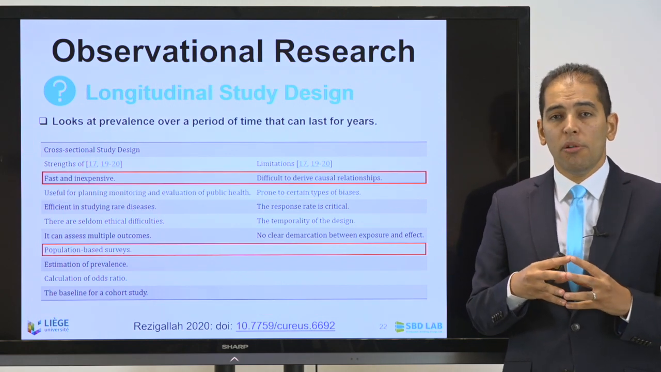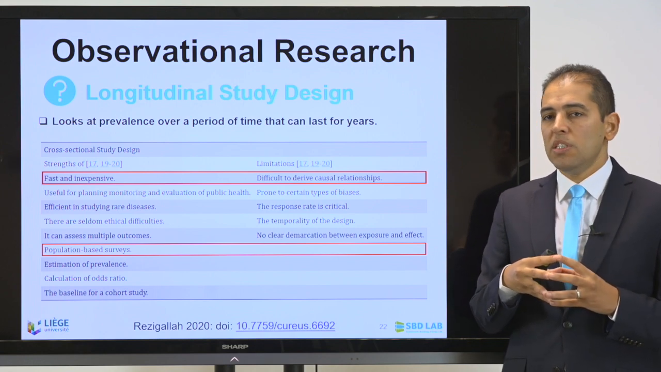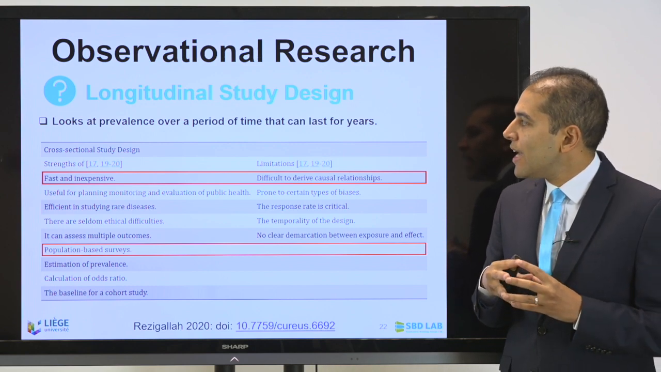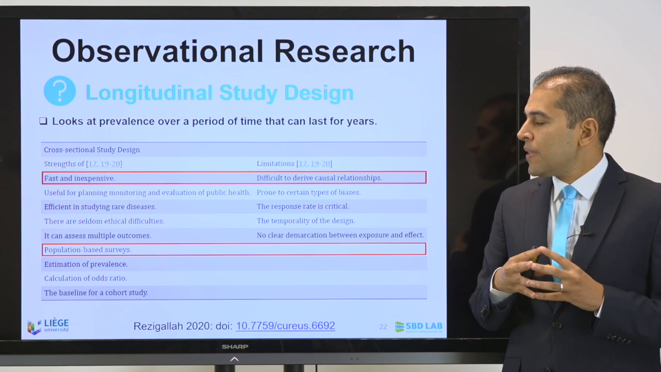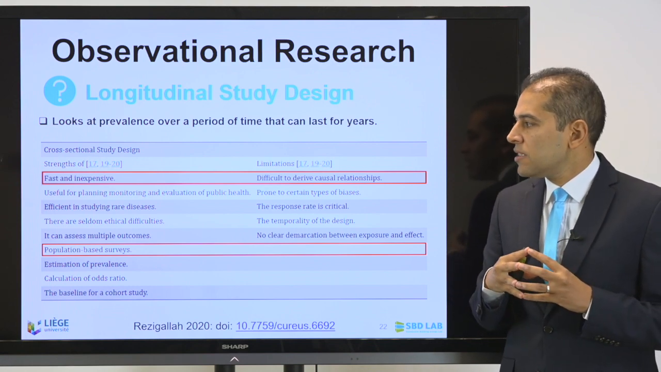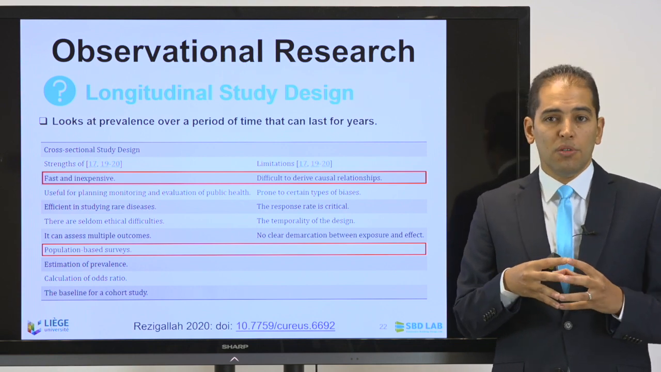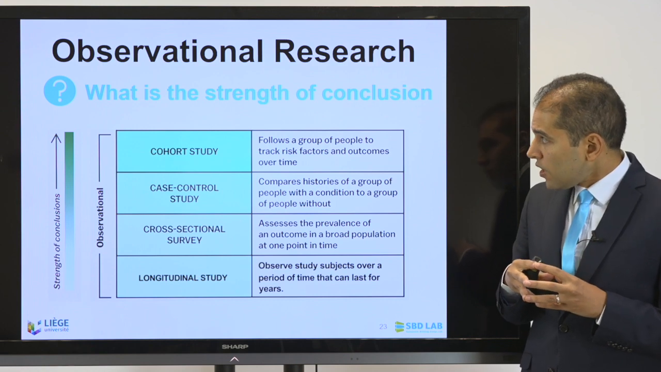Now, the last type of observational research study is the longitudinal study design. It looks at prevalence over a period of time that can last for years. So this is more on several years. The advantage is that it is fast and inexpensive and it is based on population-based surveys. So those are the four types of observational research.